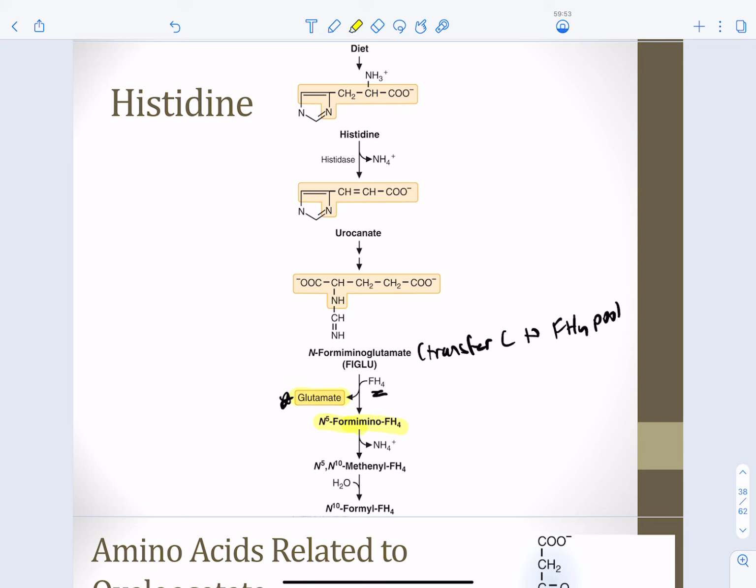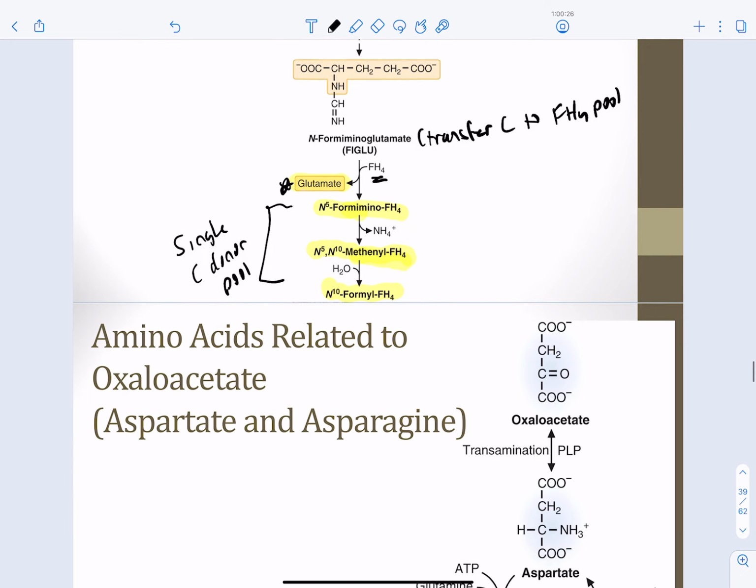And then your N5-formimino tetrahydrofolate will become N5,N10-methenyl tetrahydrofolate, which can then become the N10-formyl tetrahydrofolate. So these are our single carbon donor pool. Okay, depending again on what the body needs, it'll use any of those for different reactions that we'll talk about in future lectures.